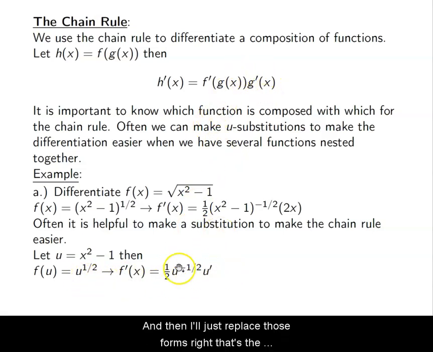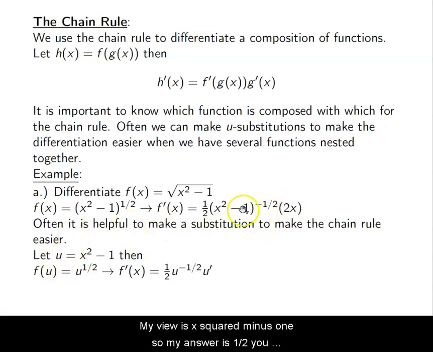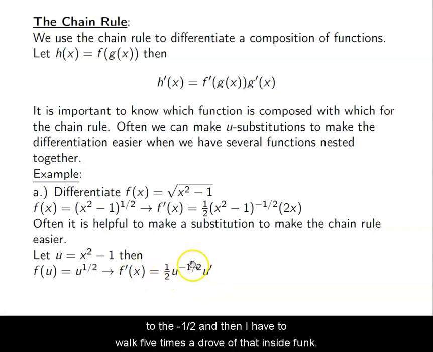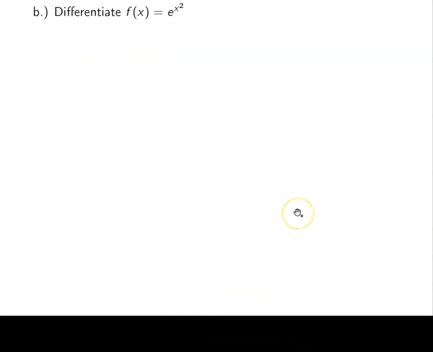And then I'll just replace those forms, right? That's the form that I have here. Okay, the derivative of u is 2x. My u is x squared minus 1. So my answer is 1/2 u to the negative 1/2, and then I have to multiply it times the derivative of that inside function. Okay. So when I make my substitution, this is what I get.